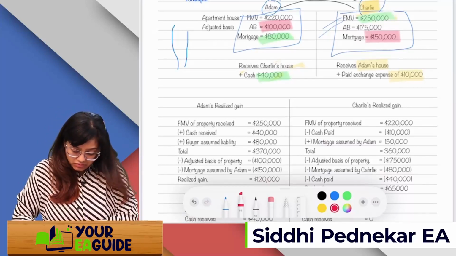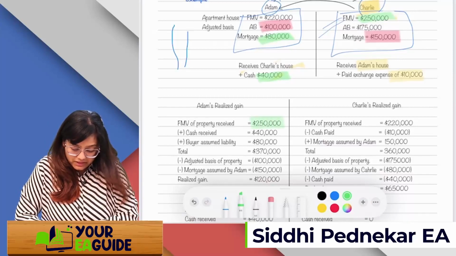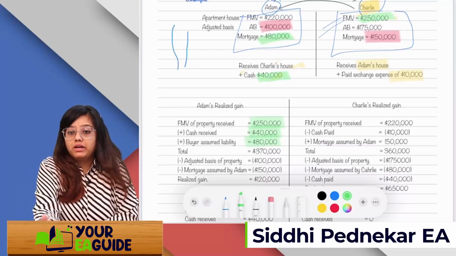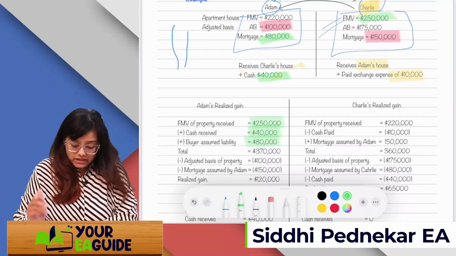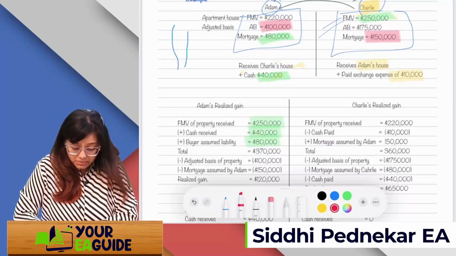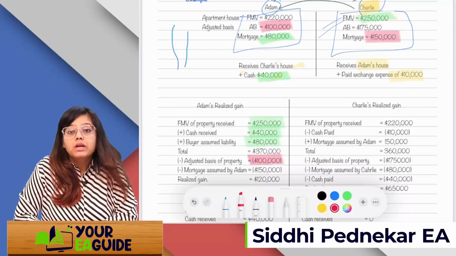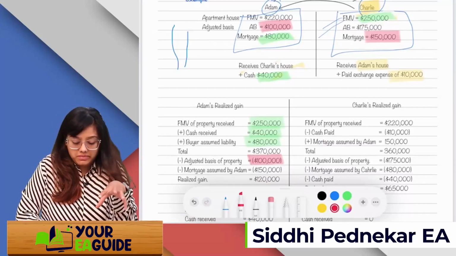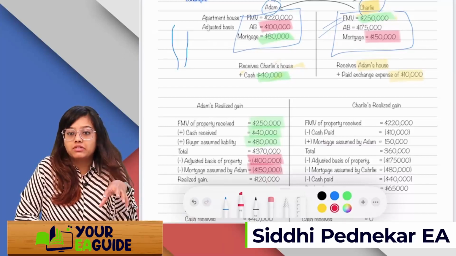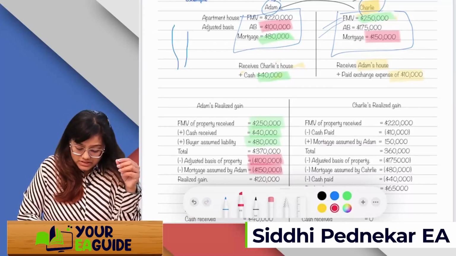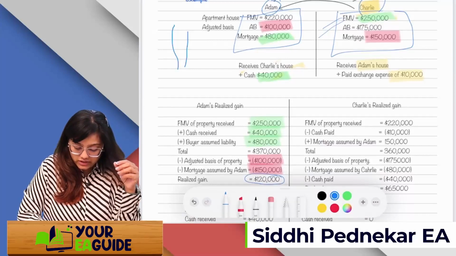So you can see what all we have added: the FMV of the property, cash received, and buyer assumed liability. Adam has given up the liability of 80,000 to Charlie. Next, what is he giving up? He is giving up the property, so we take the adjusted basis of the property. He is also taking on the mortgage, so for him it will be a reduction from the gain. He is assuming the liability, which we are going to reduce, and this is how you will come to a figure that is your realized gain.